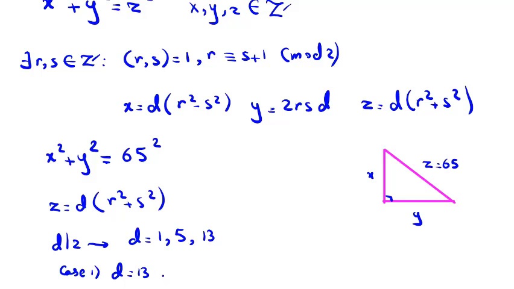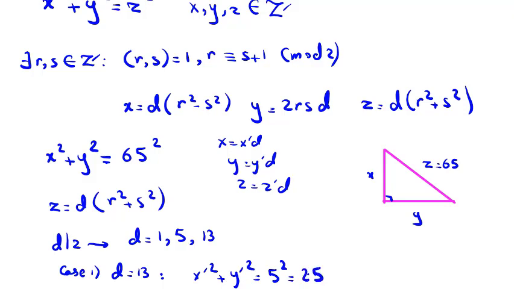So here we conclude that all of them are multiples of 13. So you consider x is x prime d, y is y prime d, z is z prime d. If we divide both sides by 13 squared, then we have x prime squared plus y prime squared equals 5 squared, which is 25.